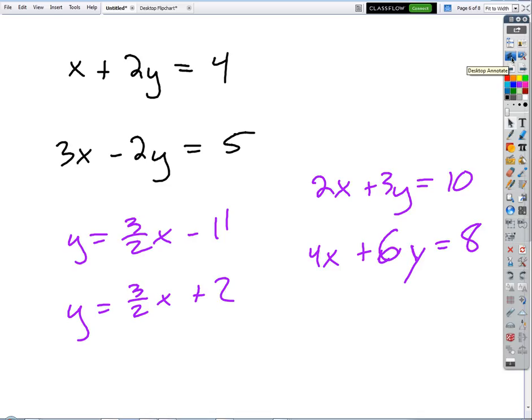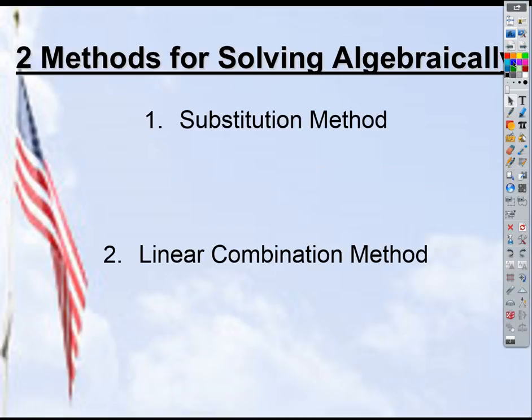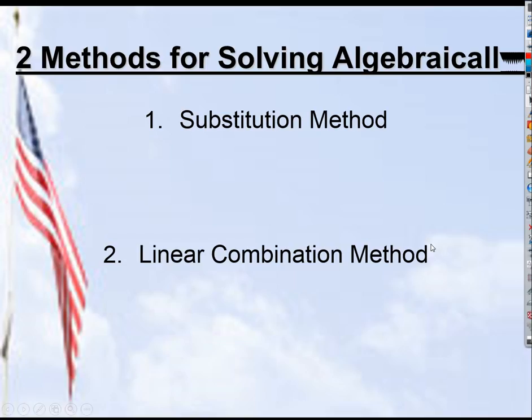Okay, we want to find, if we can, the one solution or establish that there's no solutions or infinitely many solutions. Okay, we have two methods for this. Do you remember these? Substitution and, did you call it elimination or linear combination? Linear combination, okay.